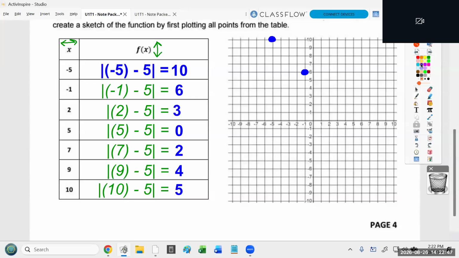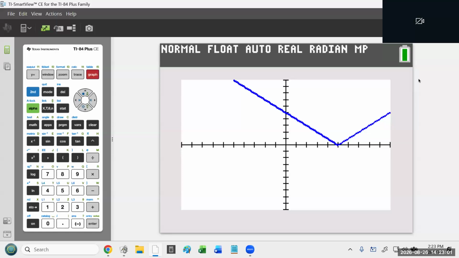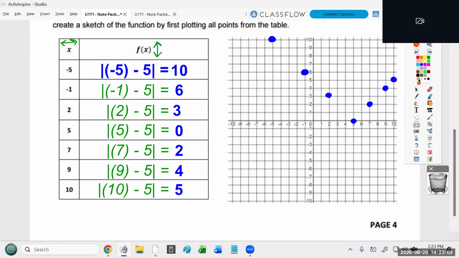So if you finish plotting these points correctly, you'd have a point at 2, 3, 5, 0, 7, 2, 9, 4, and 10, 5. And that creates the V that we already saw on the screen. Okay? That's how all absolute value functions look. They usually build these V's. All right, so we are done.